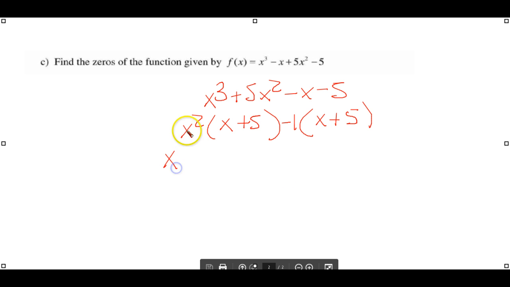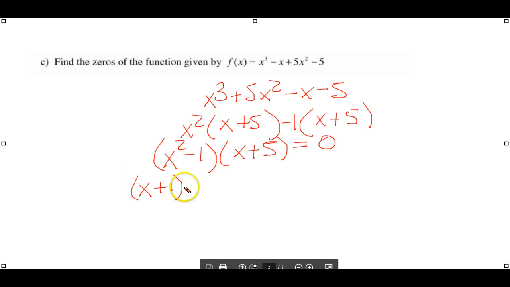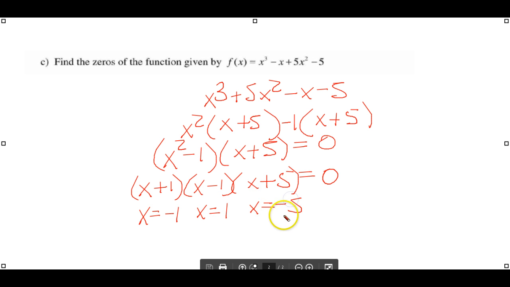So this then becomes x squared minus 1, and then x plus 5, and that all equals 0. But again, this is the difference of perfect squares, so we factor it into its conjugates. Set them each equal to 0, and we'll take a little shortcut here now, because we can say here x is a negative 1, here x is a positive 1, and here x is a negative 5.